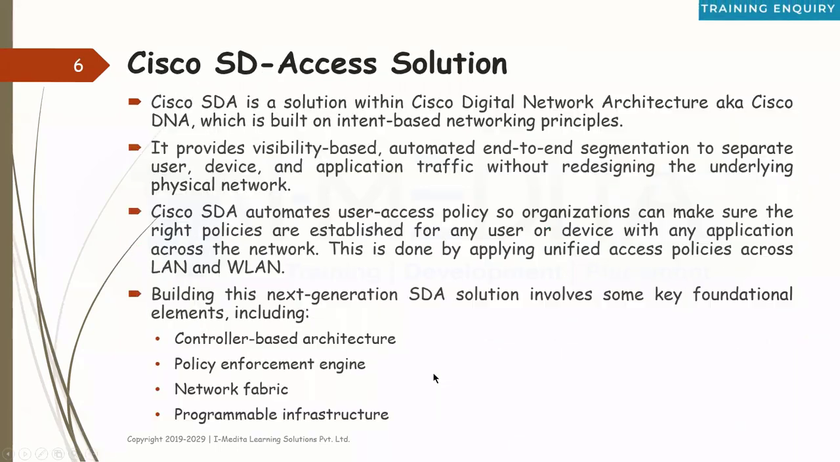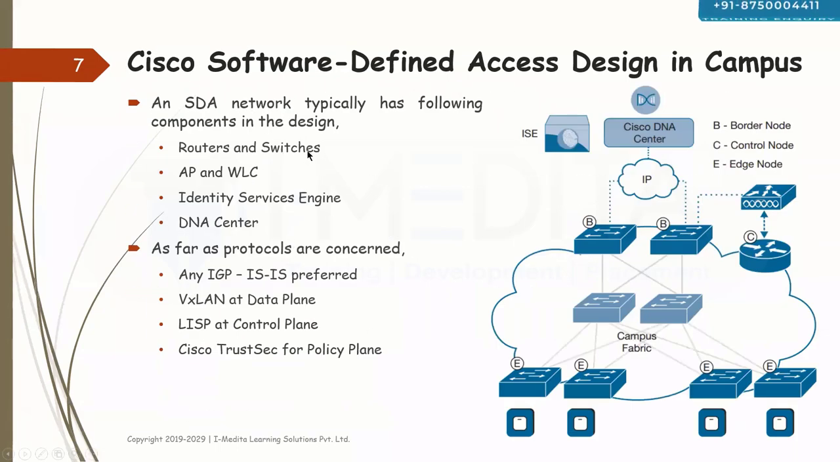Right. So, what components do we need? If you talk about the components, what components do we need for software-defined networking in a campus area network? We need routers and switches. We need access points and WLCs, just in case you also want to integrate wireless in your infrastructure. You need Identity Services Engine. You need a DNA Center appliance. Routers and switches, access points and WLCs, Identity Services Engine, and the DNA Center.